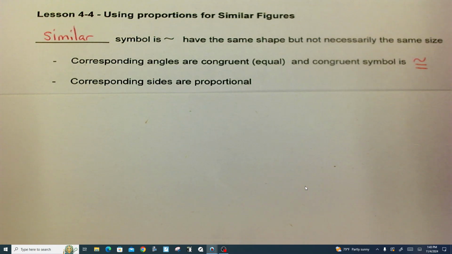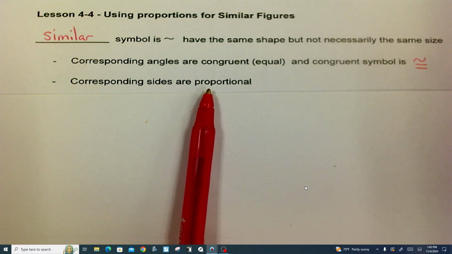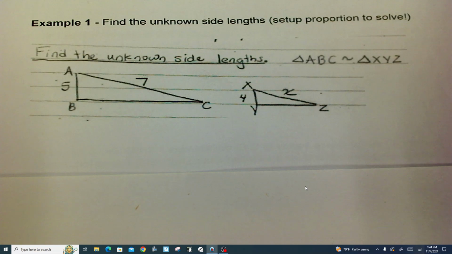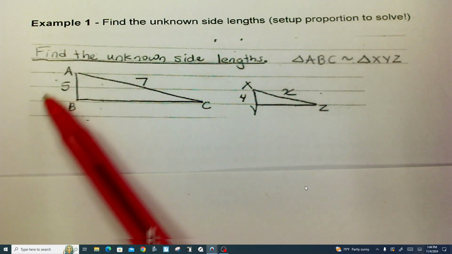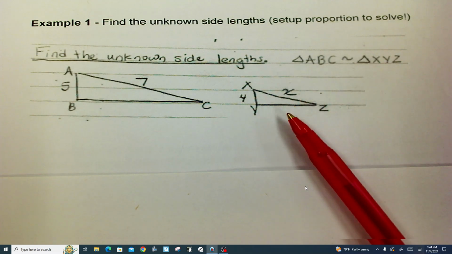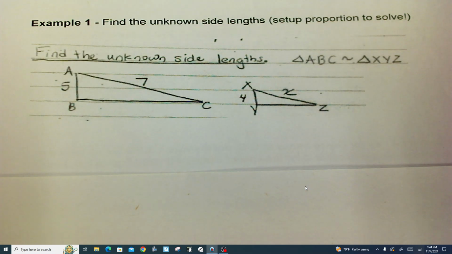Now the cool thing though is that with similar shapes, their sides are proportional, and that is what we're going to be using to solve this next problem. It says, please find the unknown side lengths, set up a proportion, and solve. Well, how and why are we allowed to do this? Well, triangle ABC, the big one, is similar. See the similar symbol? It's similar to XYZ. It means they're the same type of triangle and that the sides are proportional.